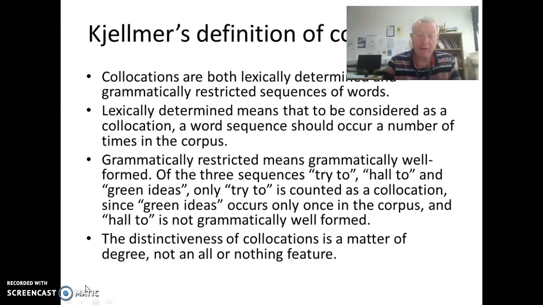Grammatically restricted means that the sequence should also be grammatically well formed according to Kjelmer's criteria. Thus, of the three sequences, try to, haul to, and green ideas, only try to is counted as a collocation, since green ideas occurs only once in Kjelmer's corpus, and haul to is not a grammatically well-formed sequence. The distinctiveness of collocations is a matter of degree rather than an all-or-nothing feature.